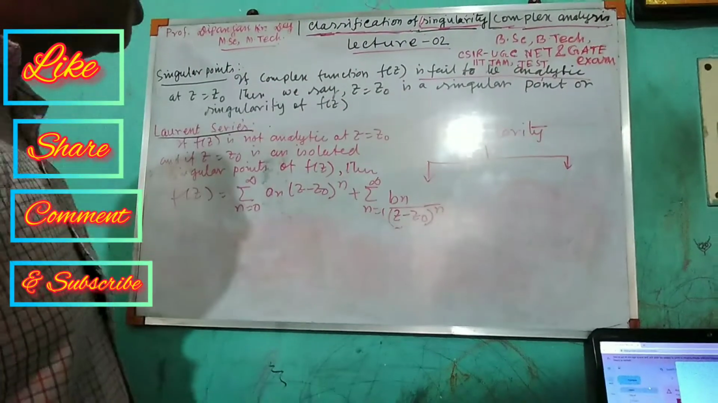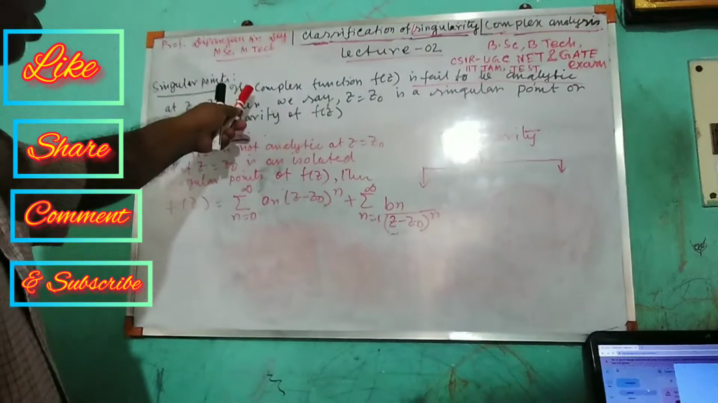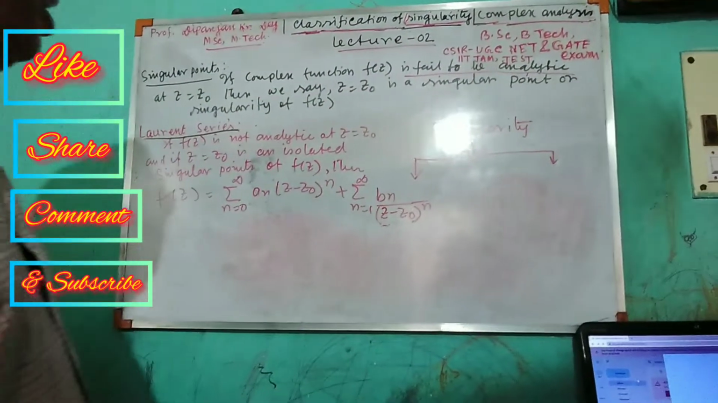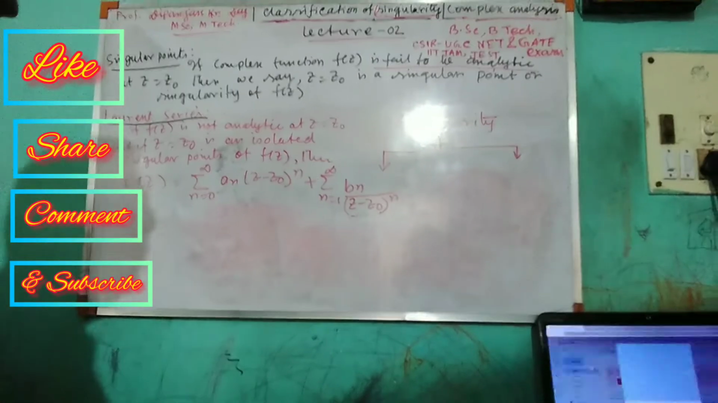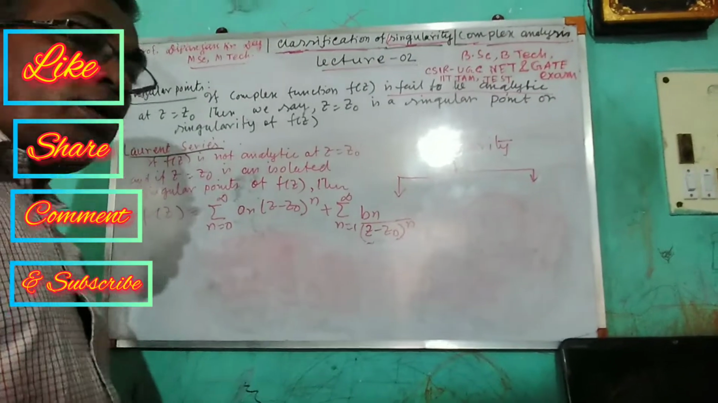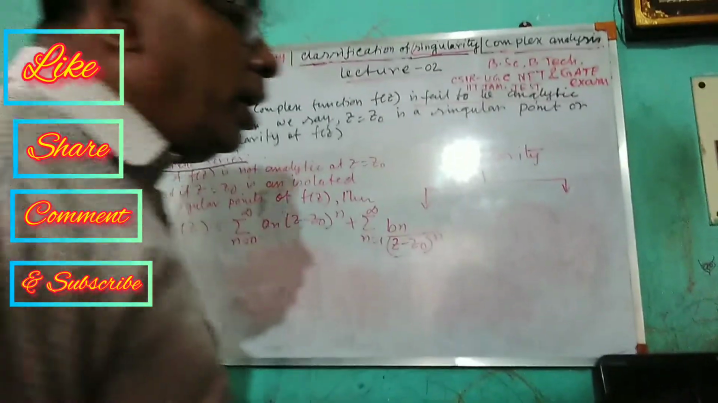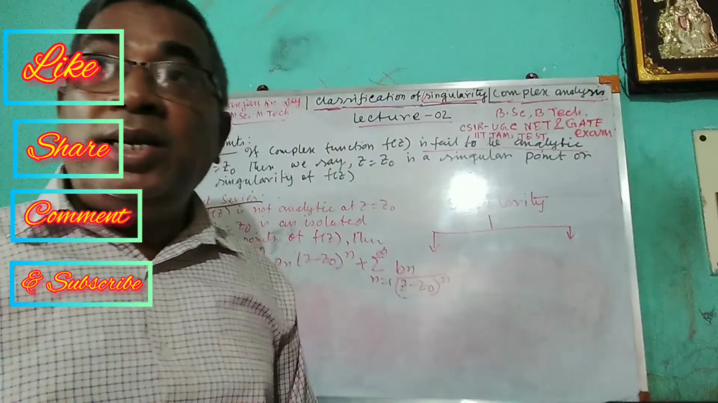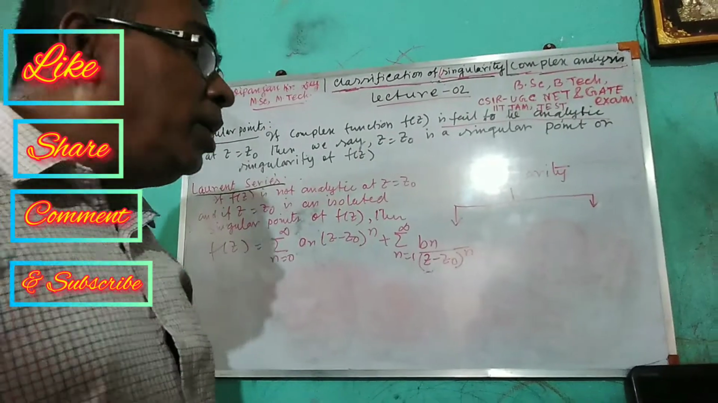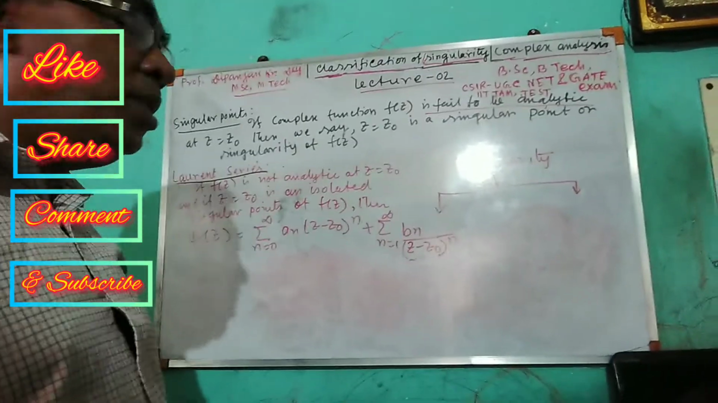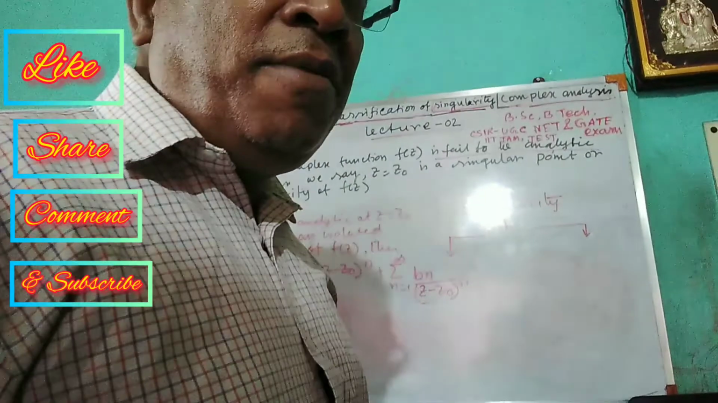So let's see once again the singular point, which I already discussed in my first lecture. If a complex function f(z) fails to be analytic at z = z0, then we say that z = z0 is a singular point or singularity of f(z). In short, if a function fails to be analytic at z = z0, then z = z0 is a singular point. We saw this definition nicely in my first lecture, so first see my first lecture.